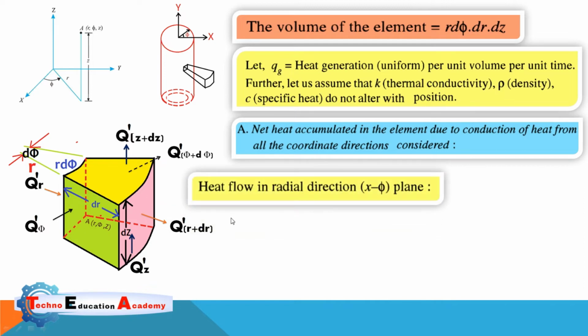So first of all, heat flow in the radial direction, the x5 plane. This is the x5 plane in the radial direction. In the radial direction, you can see that Q'r is the entry of heat, and Q'r+dr is the exit of heat in this direction. And here we are considering the thickness dr.